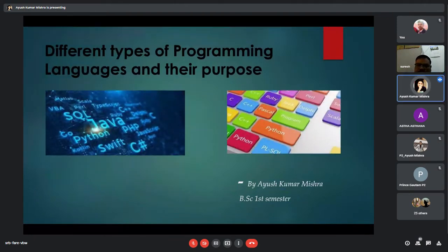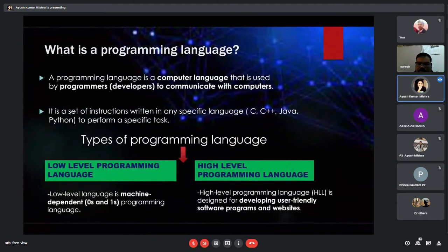But before one should start a career path and create their first application, they need to first pick a programming language. Now, what is a programming language? A programming language is a computer language that is used by programmers to communicate with the computers.